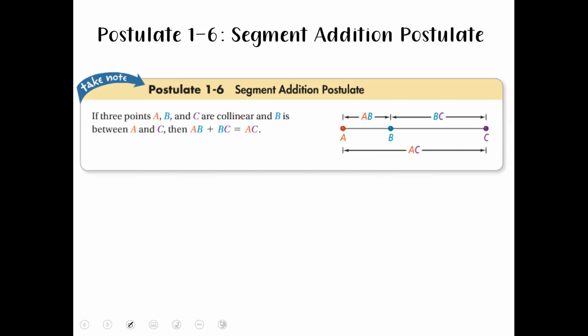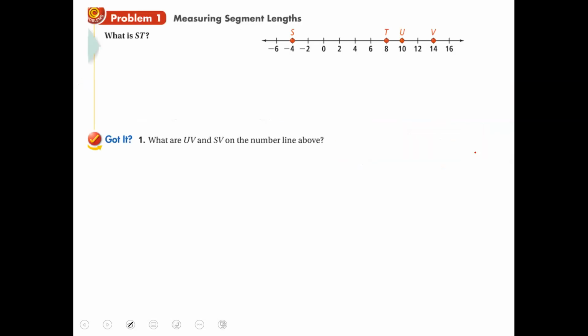Alright, we've been looking at postulates. We're going to add one more, and that's postulate 1.6, and it's the segment addition postulate. And it's pretty common sense, like most of the other postulates. It just says that if you have 3 points, A, B, and C, and they are collinear, which means they're all on the same line, and if B is in between A and C, then AB, this segment, plus BC, this segment, equals AC. Pretty easy. That's the segment addition postulate.